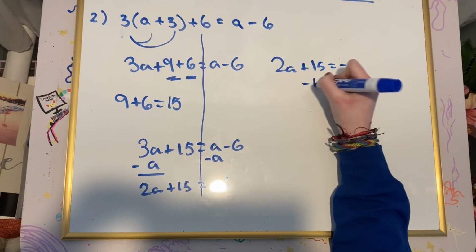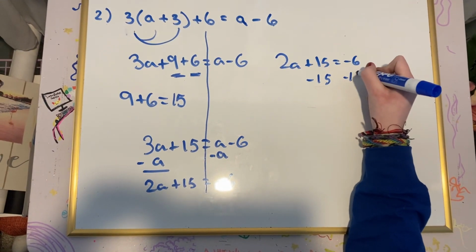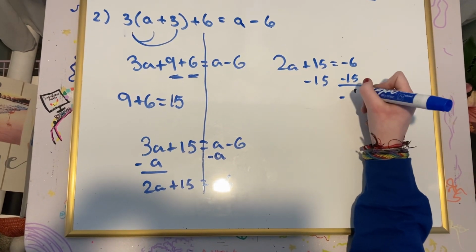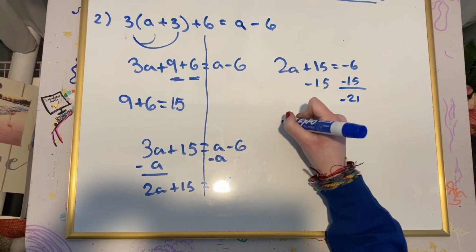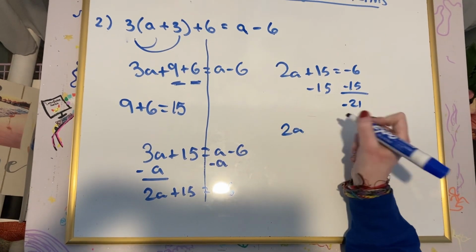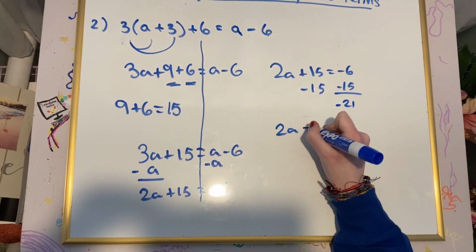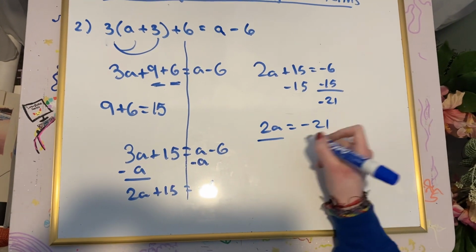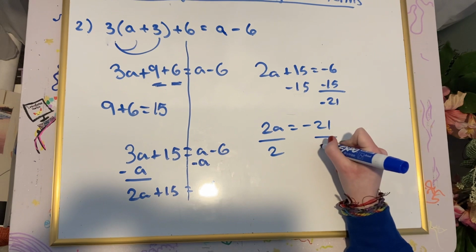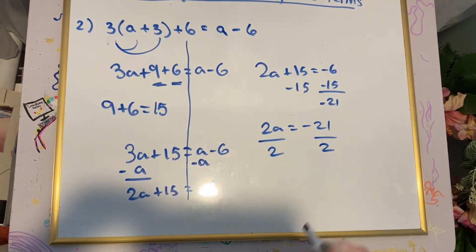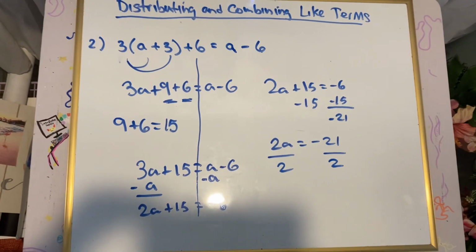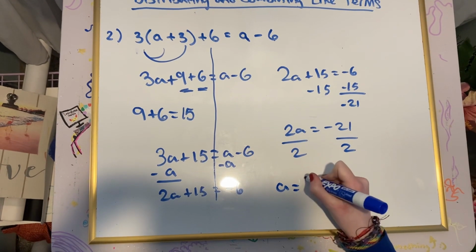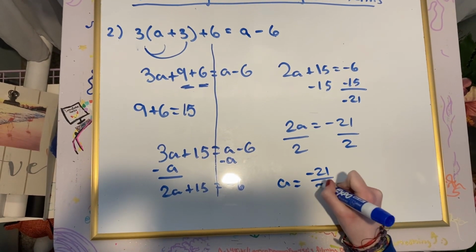So now we subtract 15 from both sides, which is negative 21. So now it's 2a equals negative 21. And since 2 doesn't go into 21 evenly, or negative 21 evenly, the final answer will be a equals negative 21 over 2.